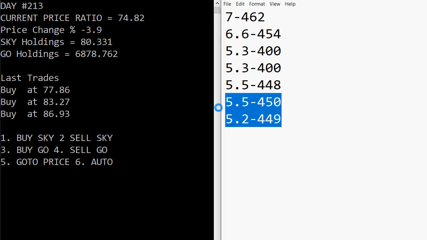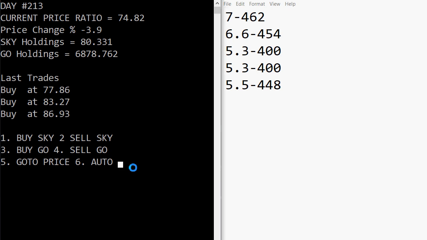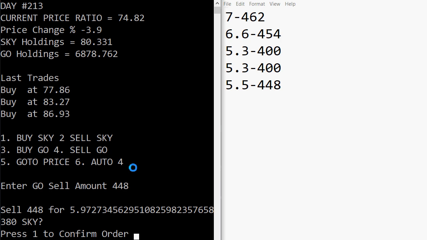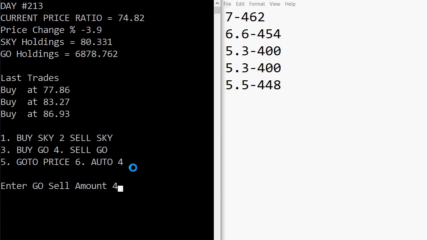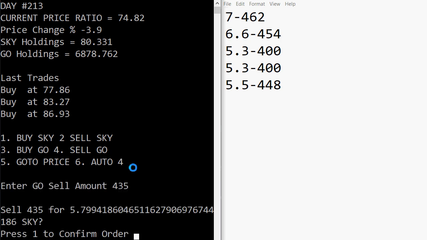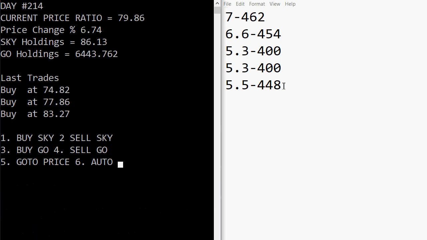So they're down 3.9%. Well, that's a move. If we sell, say, 448, that would be a small gain. So let's just do 435 and gain about a 0.3 on the other side. And 6.7 up, so that leaves us an opportunity to sell.